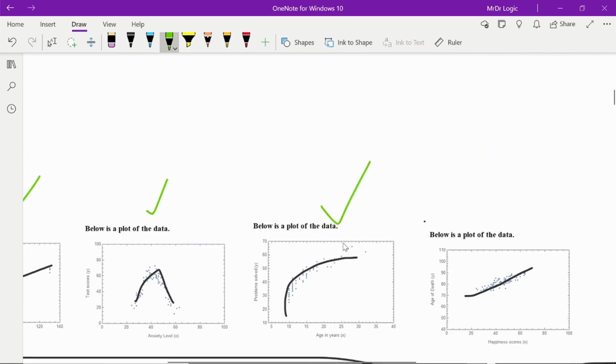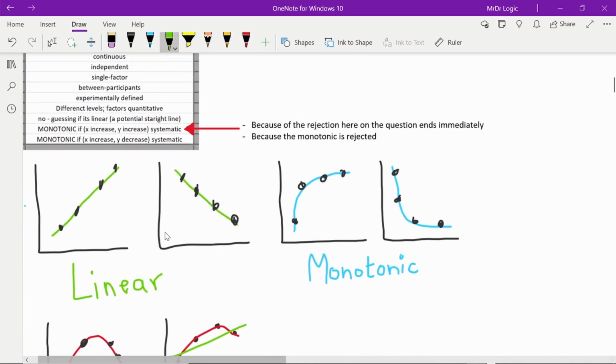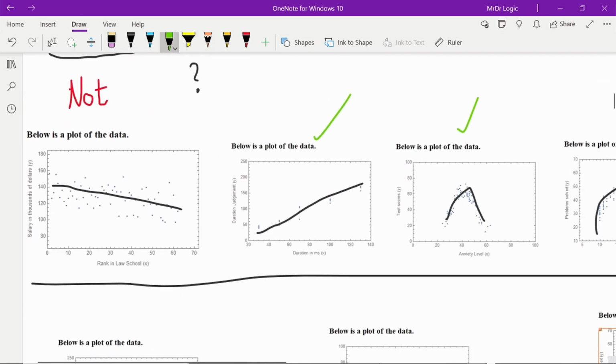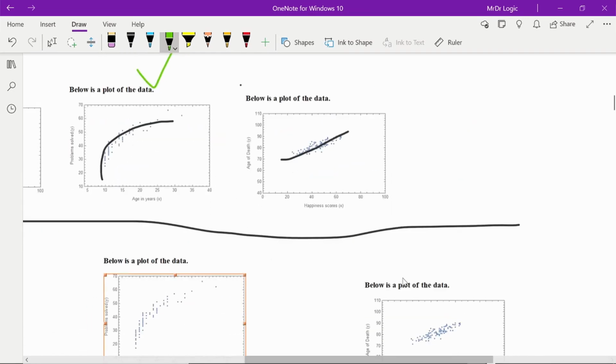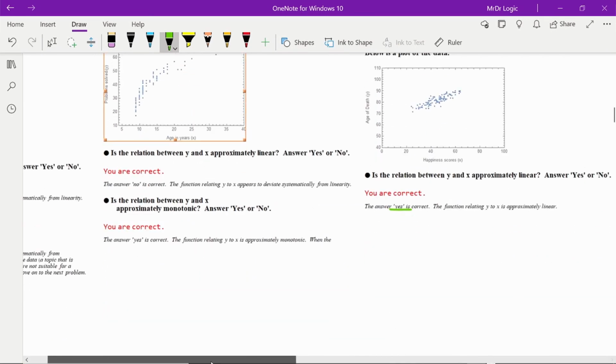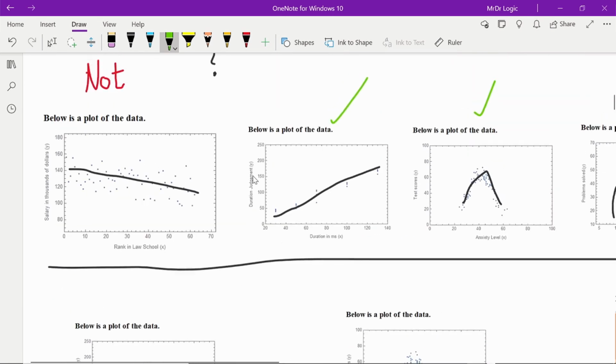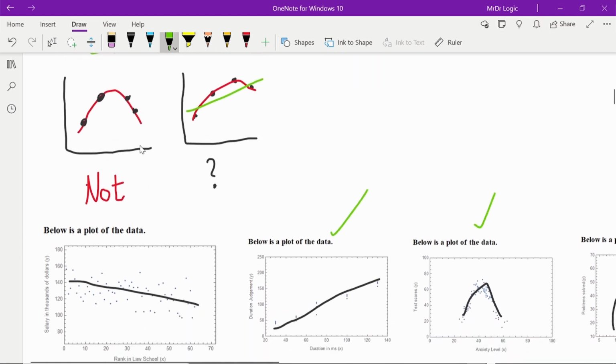So yes, and again, monotonic means it's not linear, but it does follow this trend where as x increases, y either increases or decreases. And then for this one, you can see it is linear. And then for the last one, you can see it is linear again. I know it's kind of hard to see that line, but trust me, it's there. This is just to address this one specifically.